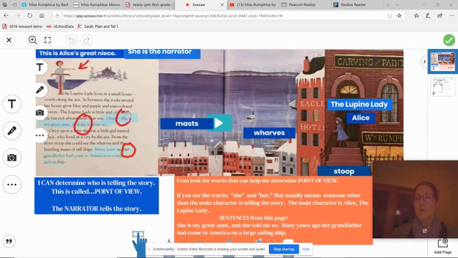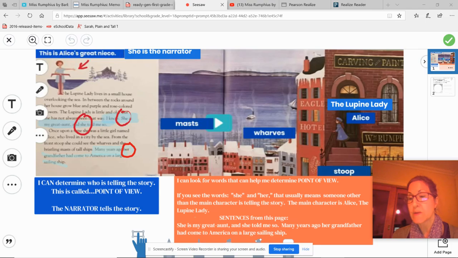Boys and girls, today we're going to talk about point of view. So today's objective is I can determine point of view in a story. What is point of view? Well, point of view is just a fancy way of saying the person who is telling the story.